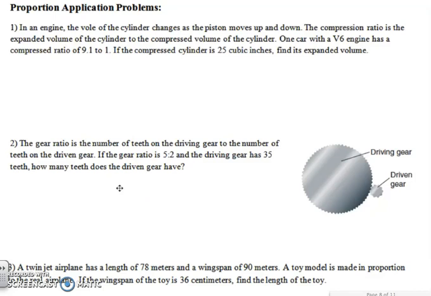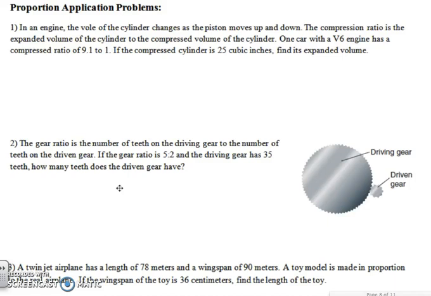In an engine, the volume of a cylinder changes as the piston moves up and down. The compression ratio is the expanded volume of the cylinder compared to the compressed volume of a cylinder. Okay. So one car with a V6 engine has a compression ratio of 9.1 to 1. If the compressed cylinder is 25 cubic inches, find the expanded.